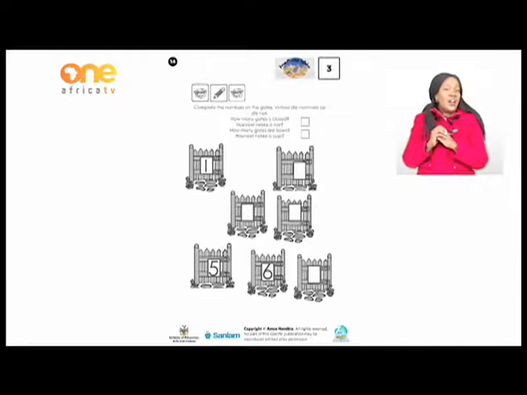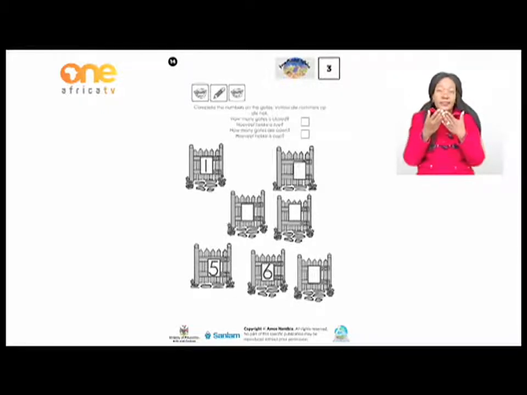Once you have done that completion of numbers, I would like you to go back to the top page once more. There are 2 more questions for you to complete. How many gates are closed? Let's look closely. Remember, we are on the farm. Can we leave the farm gates open? What will happen to our farm animals? And write the number of gates that are closed in the top box or top block.